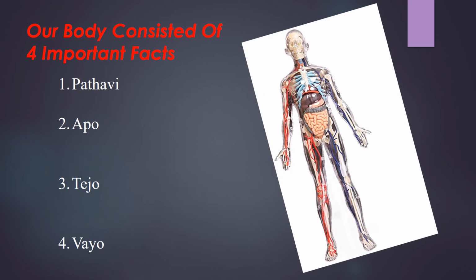Our next topic is our body, consisting of 4 important elements. They are Pathavi, Apo, Tejo and Vayu. So our Gautama Buddha categorized these things as earthy, watery, fiery and airy.